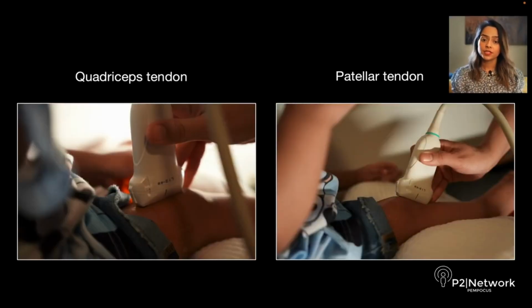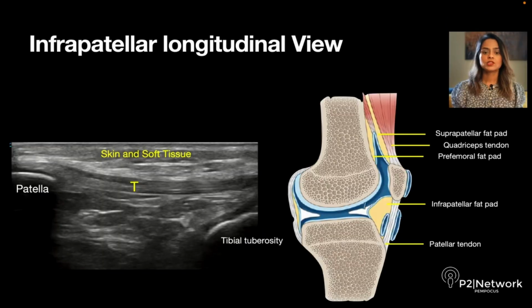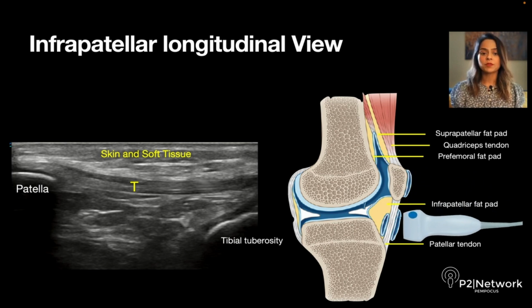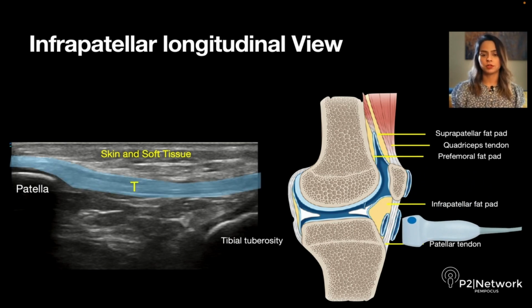Finally, both the quadriceps and the patellar tendon can be evaluated for injuries. To visualize the infrapatellar tendon, place the probe longitudinally with the probe marker towards the head of the patient. The infrapatellar tendon can be seen as a hypoechoic structure with fibers running from the inferior pole of the patella to the tibial tuberosity. Deep to the tendon lies the infrapatellar fat pad, also called the Hoffa fat pad.